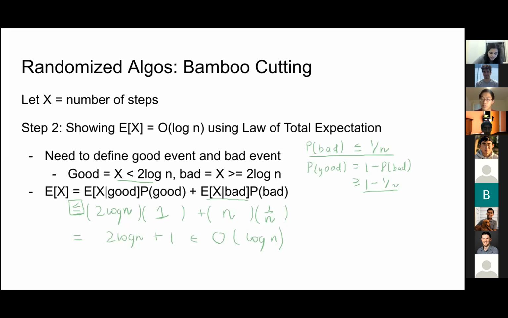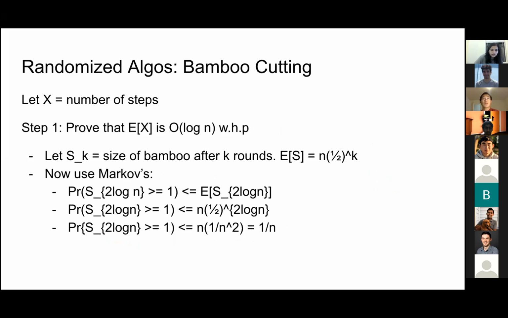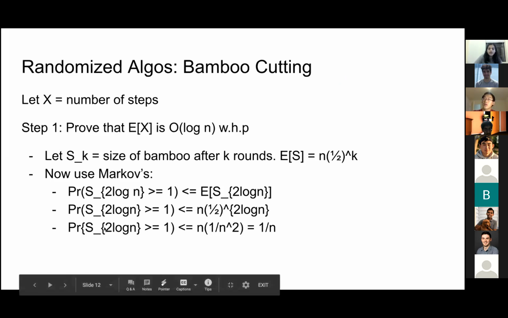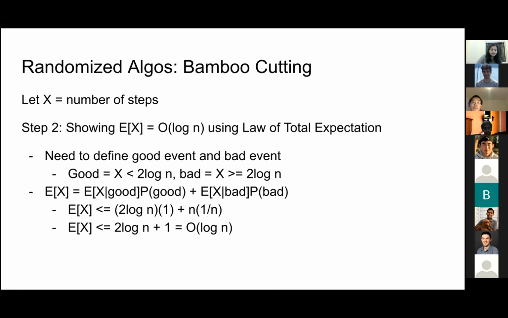Going to the next slide, it also has this written out. Yeah, we didn't get that it was equal to 1 over n. We know that it's less than or equal to 1 over n. If you remember in this slide, we showed that the probability that you're still going on after 2 log n rounds is less than or equal to 1 over n. So that means the probability that x is greater than or equal to 2 log n is less than or equal to 1 over n. Is that okay?